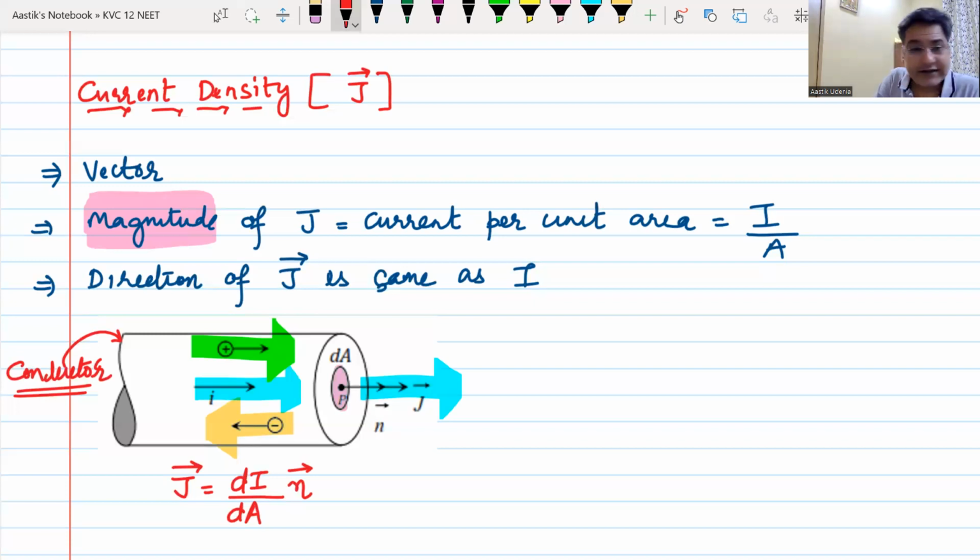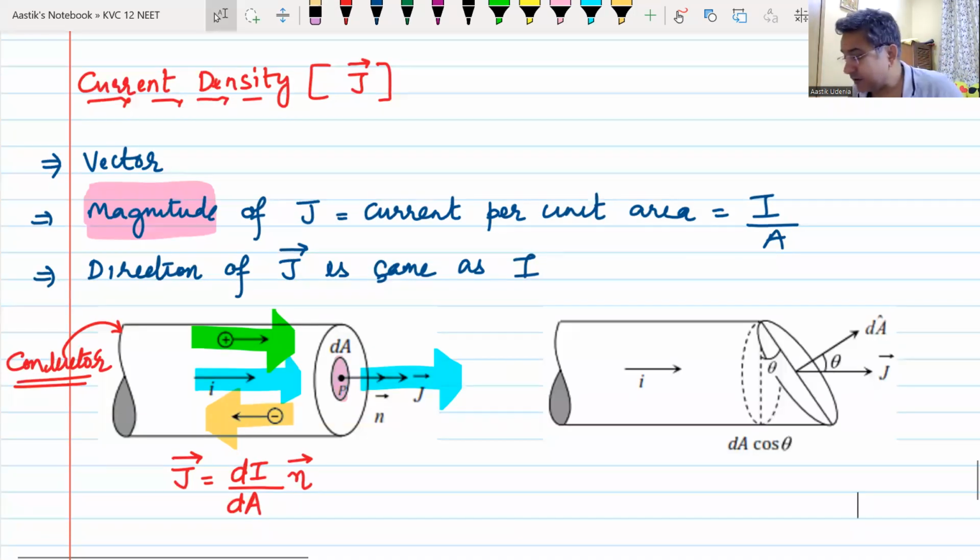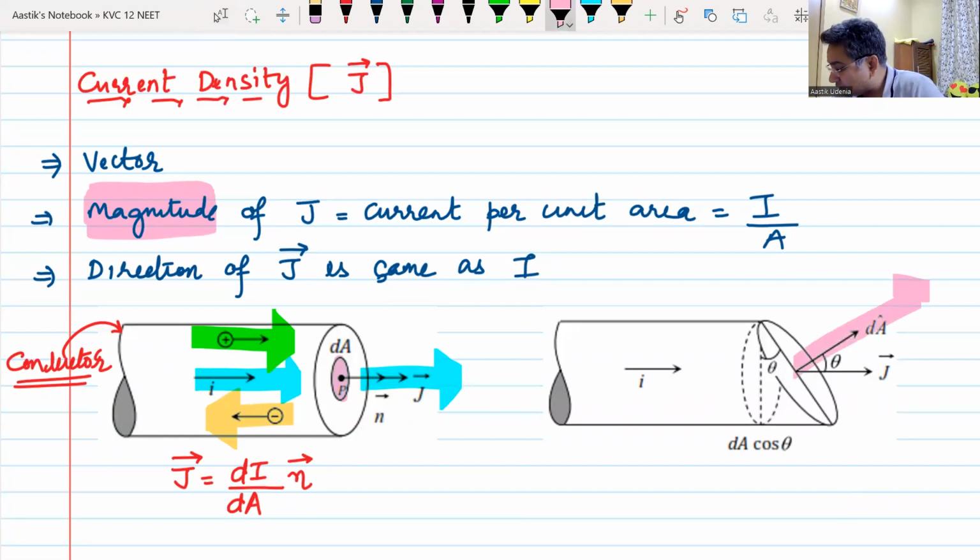First understand, then I will give you time to write. If the area was straight like this, we can write it like this, but sometimes the area might be at an angle. And you can see here in this particular section, your area is like this. So this direction, which is the pink direction, is known as the direction of area vector.